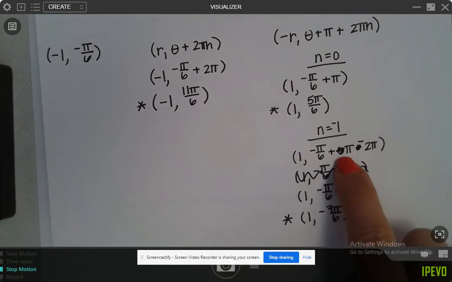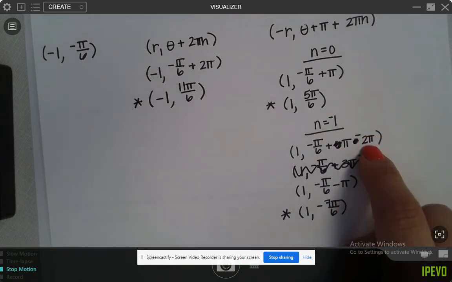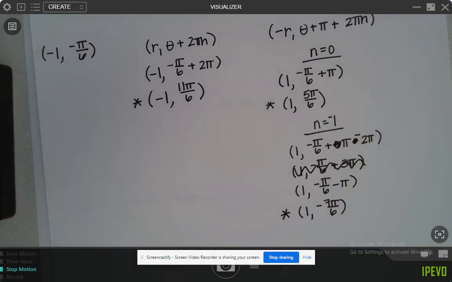Because this is still a positive one, and you're making n negative 1, so it's pi minus 2 pi, which is negative 1 pi. No, but why are we doing negative 1? Because if you add 2 pi, you're too far off of it. If I were you, try n equals 1. If it's past 2 pi, then go to n equals negative 1.